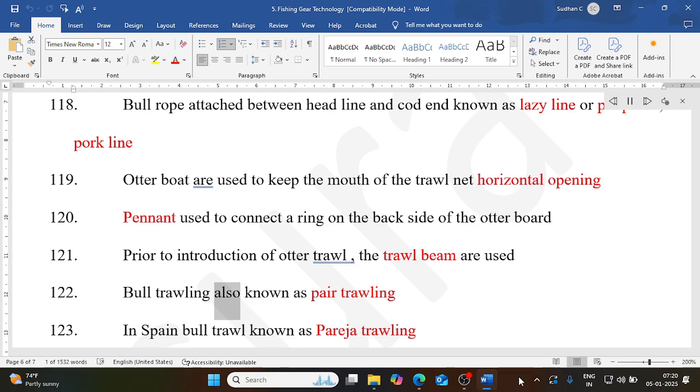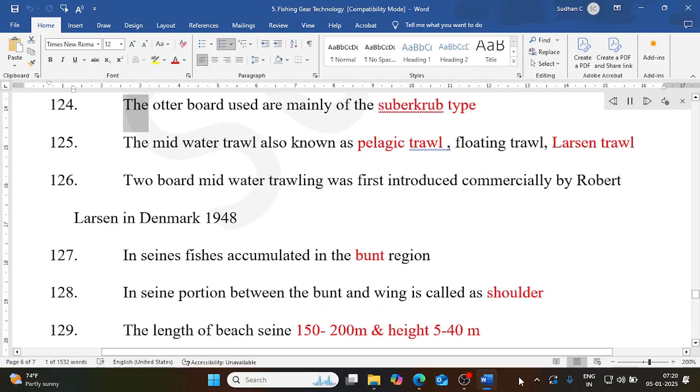Bull trawling is also known as pair trawling. In Spain, bull trawl is known as pareja trawling. The otter boards used are mainly of the super crab type. The mid-water trawl is also known as pelagic trawl, floating trawl, or Larsen trawl. 2-board mid-water trawling was first introduced commercially by Robert Larsen in Denmark in 1948.